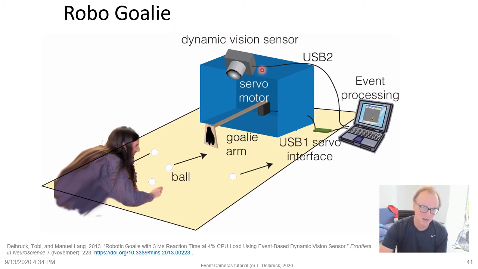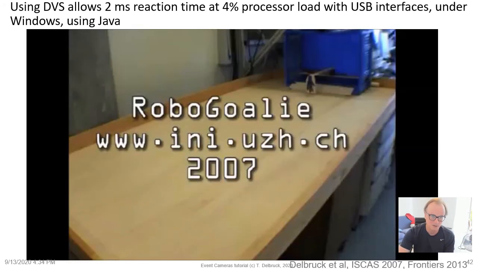It used a DVS, looking down on a table, a single servo motor, and an arm here holding a hand, and the job of this arm here is to block balls that you shoot at the goal. The whole thing is based around a low-power laptop computer, which is interfaced to the camera by USB and to the servo controller again by USB. And you can see the video here of this Robo Goalie running.